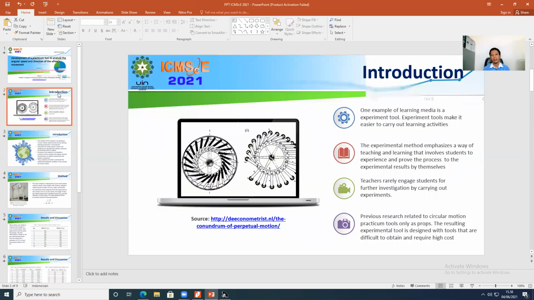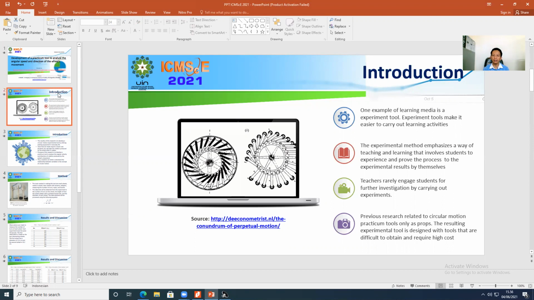Introduction. One example of learning media is experiments. Experiments make it easier to carry out learning activities. The experimental method emphasizes a way of teaching and learning that empowers students to experience and prove the process of the experimental result by themselves. Teachers rarely engage students in further investigation by carrying out experiments.